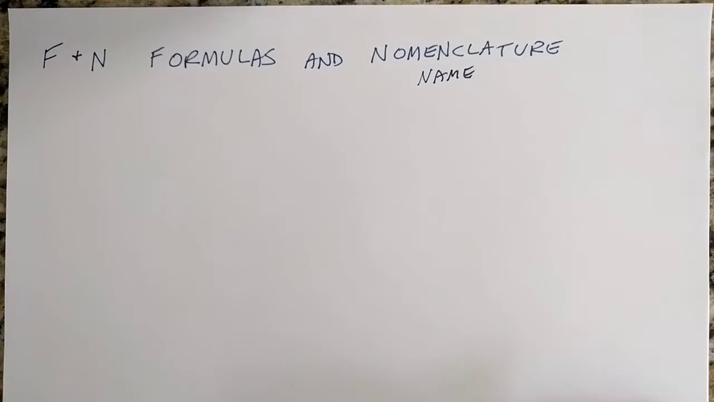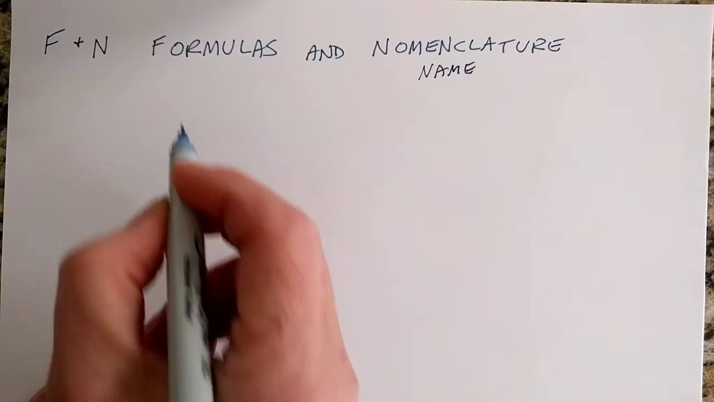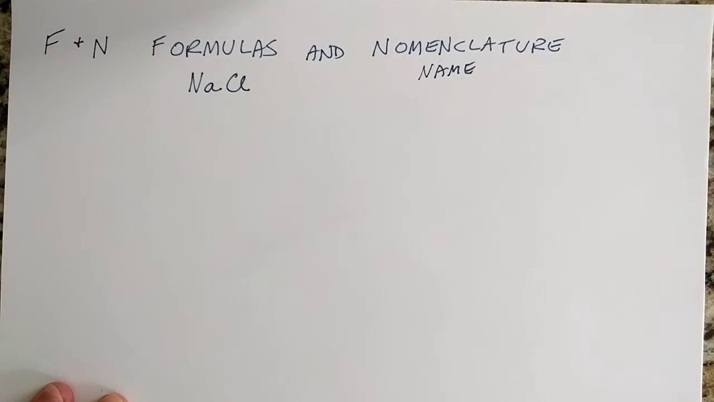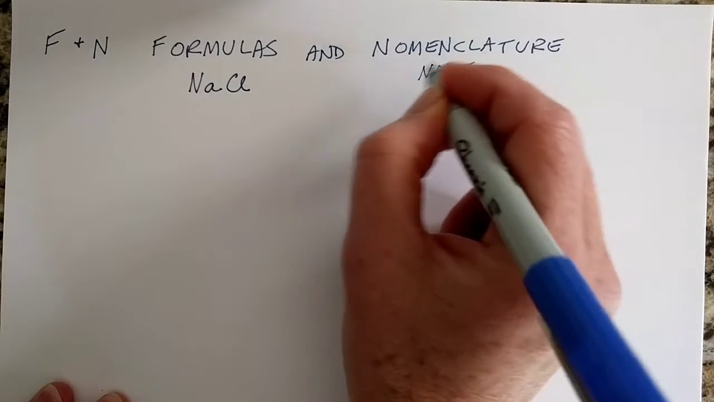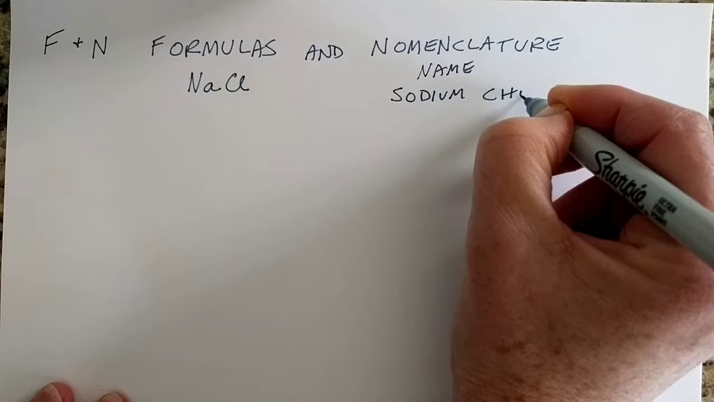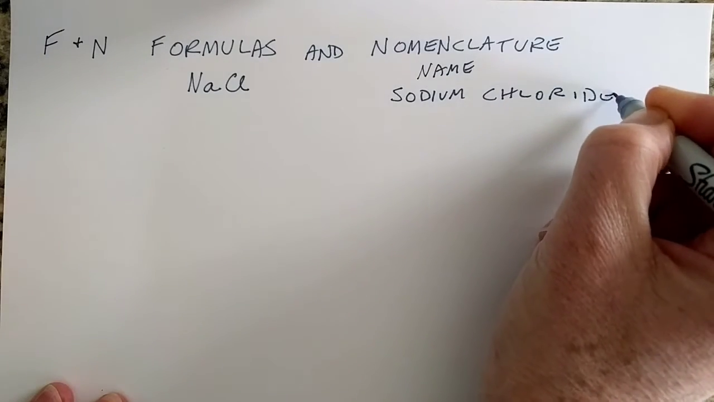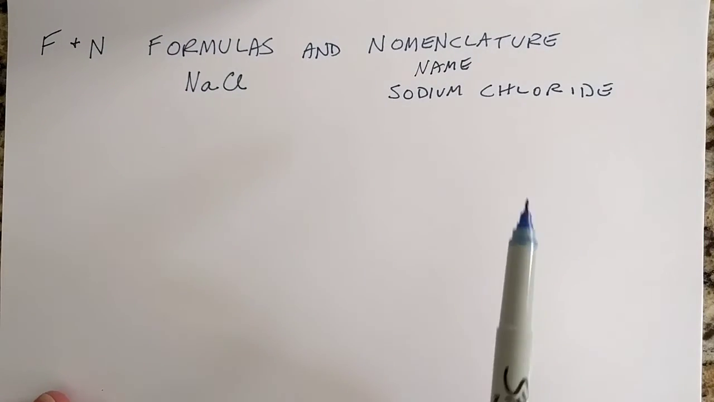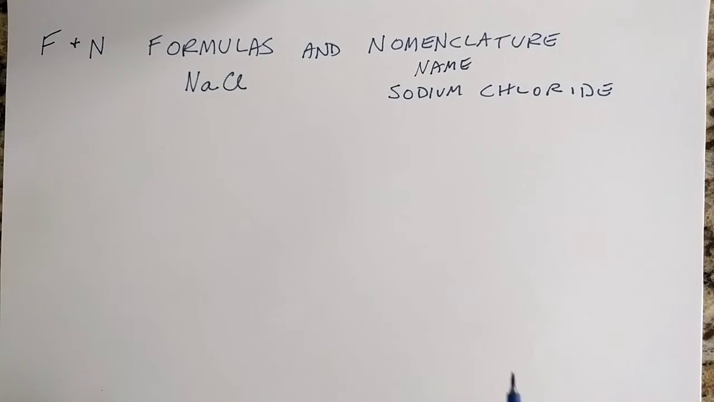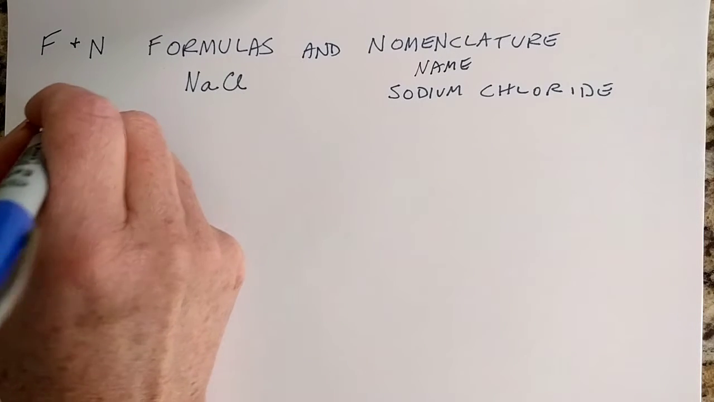For example, if we have table salt, our formula is NaCl, and the nomenclature or the name is sodium chloride. Remember that when we have a monatomic anion, the name ends in IDE. For today, we're going to concentrate on compounds whose first element is to the left of the staircase.